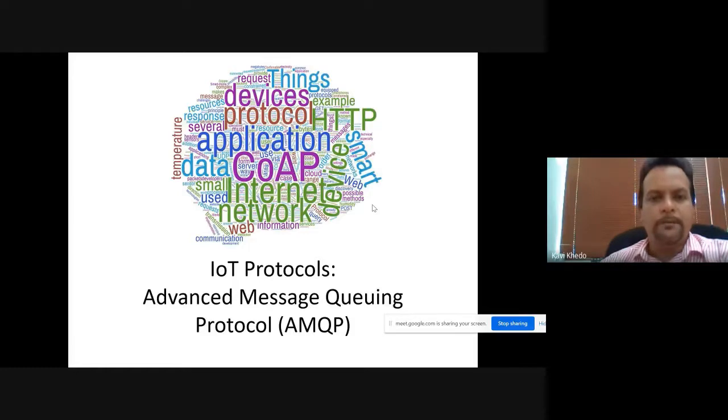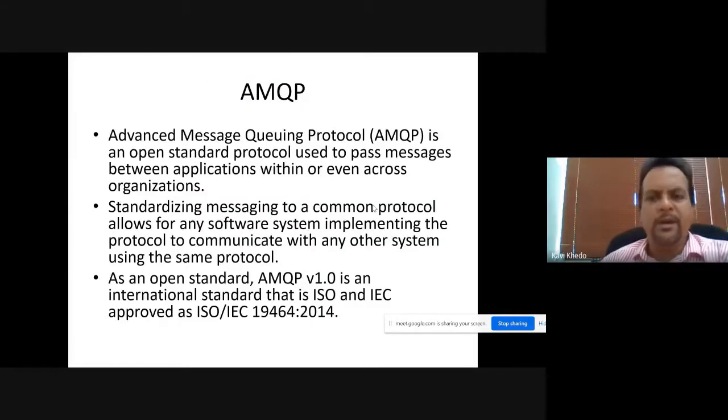So we are talking obviously about AMQP, which is an open standard protocol used to pass messages between applications. From the very outset, I can already tell you that AMQP normally was not meant for IoT, actually. It was designed, it was proposed mainly for machine-to-machine communication in specific domains.